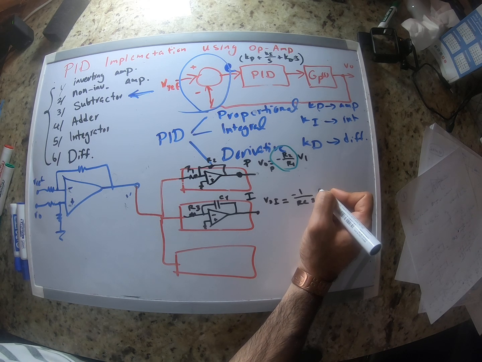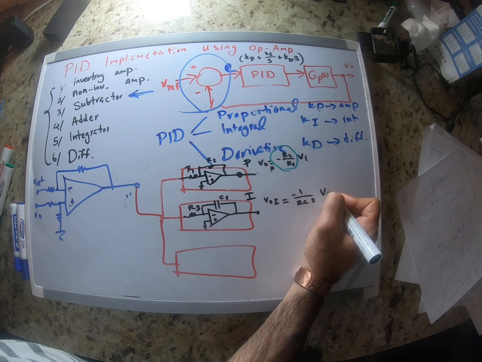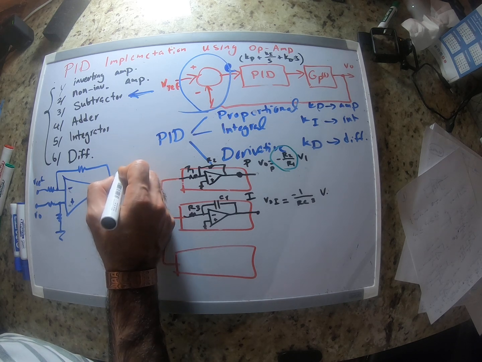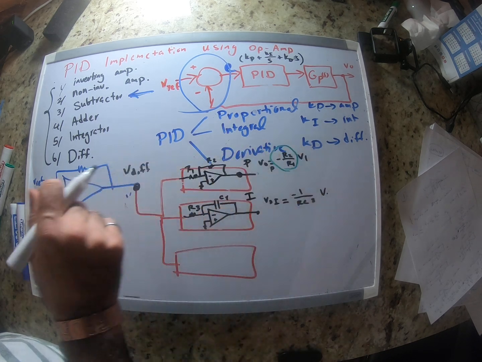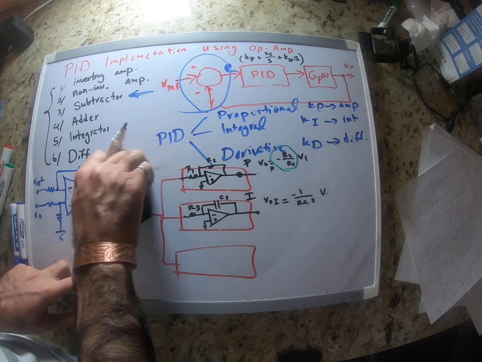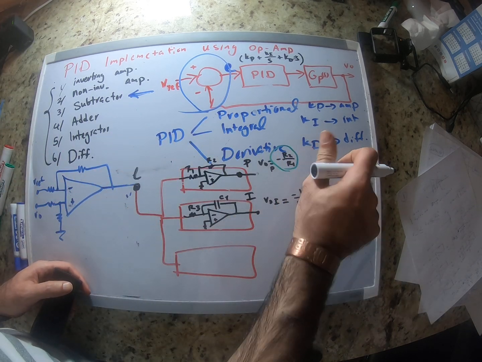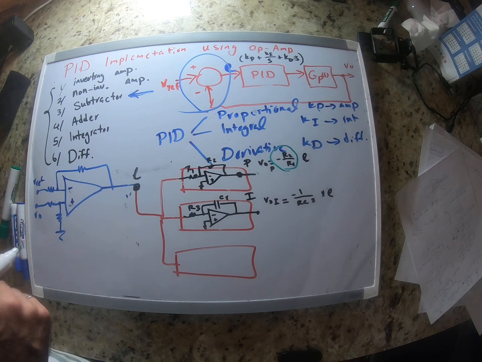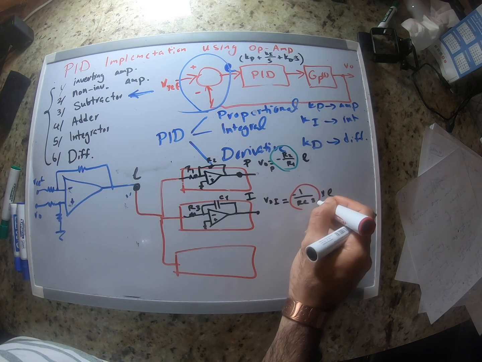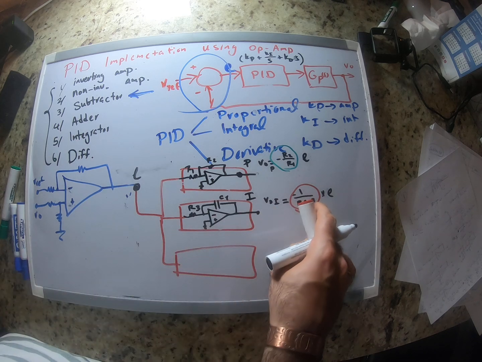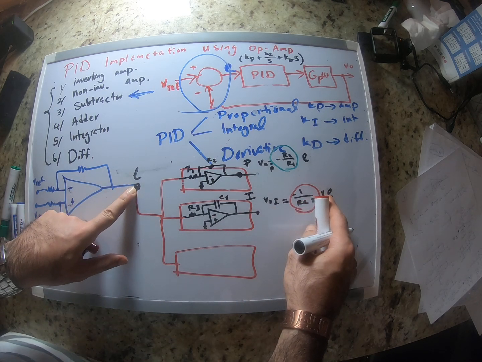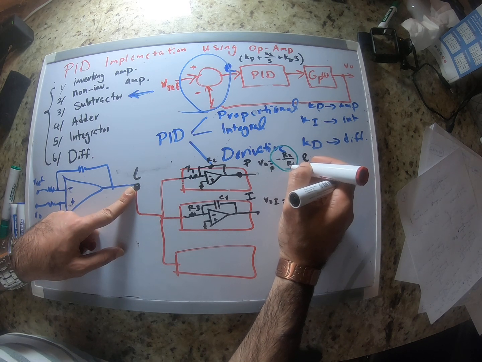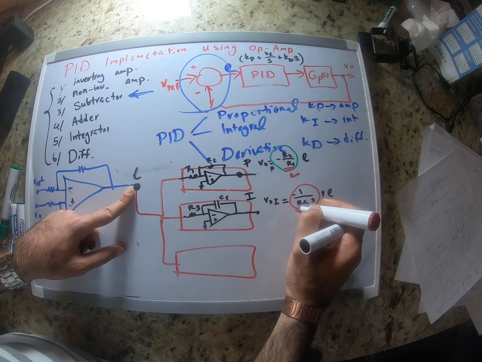times s times V, not V1, this voltage, whatever this is. Let me call it V diff. Or let me call it error. It's better. Okay, so the transfer function of this system is this one, right? And it takes the integral of this signal, multiplies it by this coefficient. So this coefficient is Kp. This coefficient is Ki.